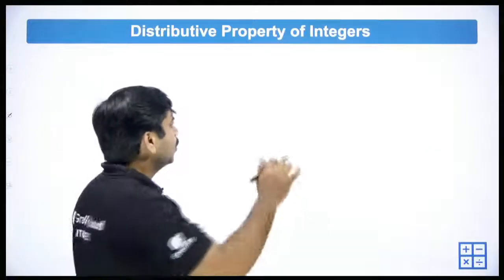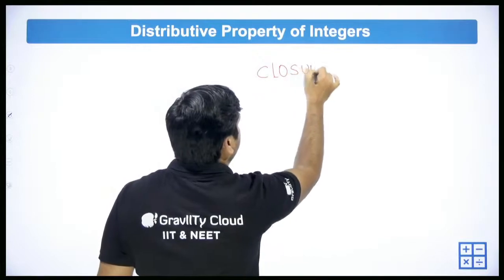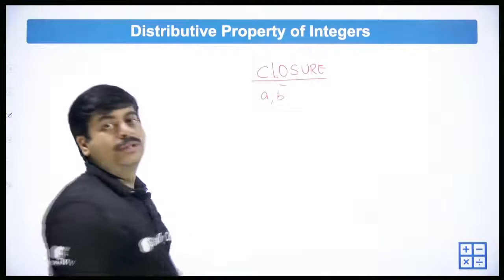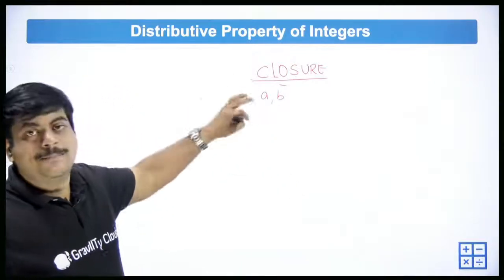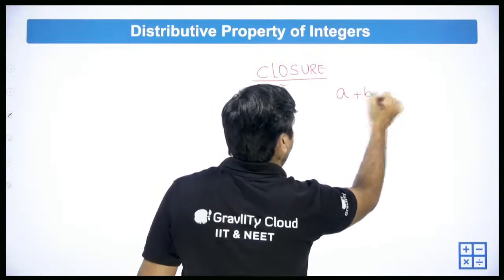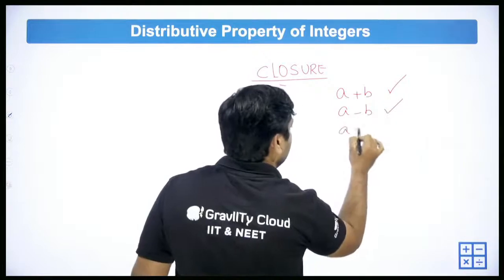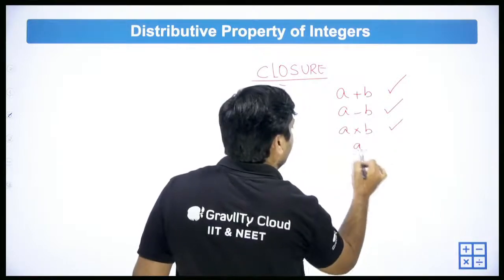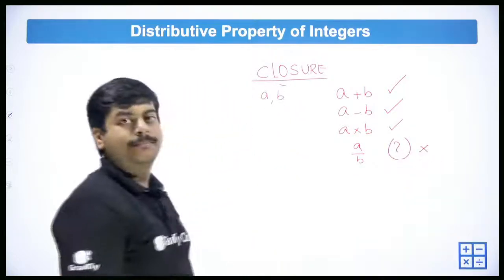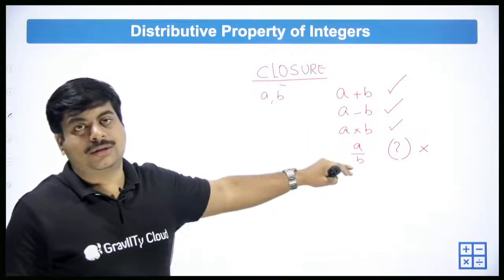When we are taking the closure property, if you have two numbers A and B, both being integers, we can say that A plus B is also an integer, A minus B is also an integer, A into B is also an integer, A divided by B may or may not be an integer. So the closure property is valid for all these except for division.